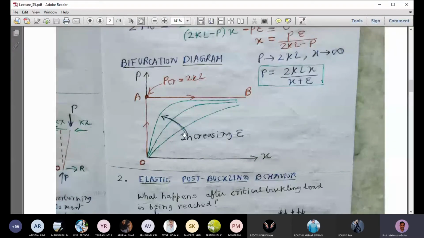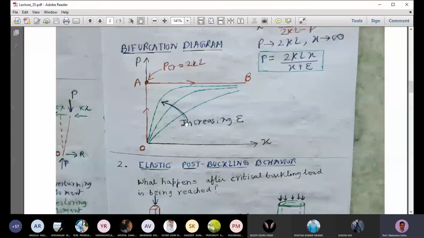So as epsilon increases, what will happen is the P value will reduce. What will happen if epsilon is increasing? If epsilon is 0, you will get... I'm sorry, this is wrong. This is decreasing epsilon, it's not increasing epsilon. Please, there's an error here.